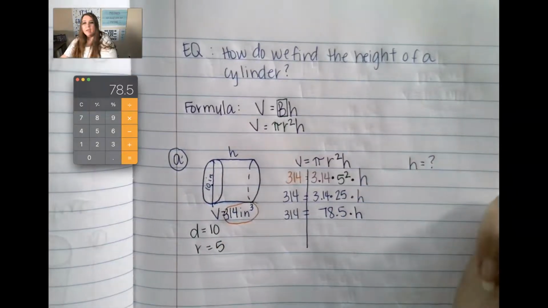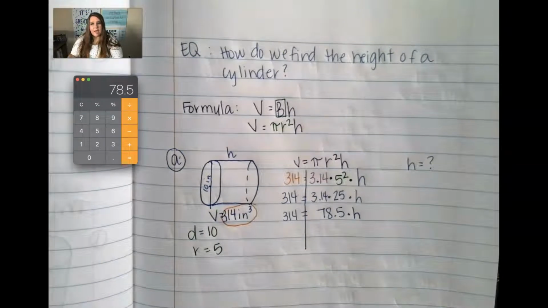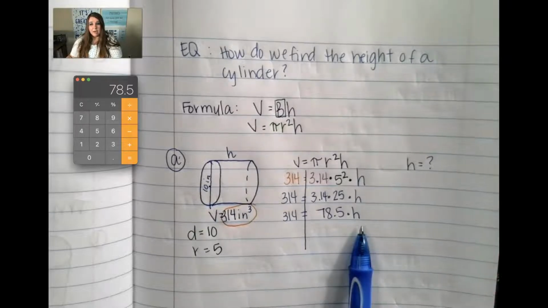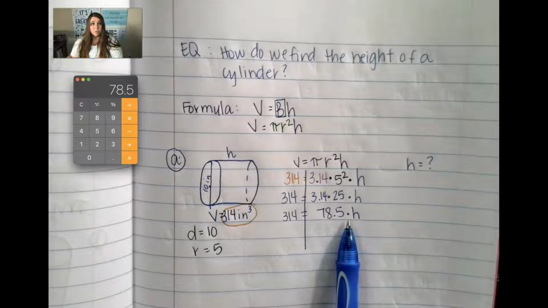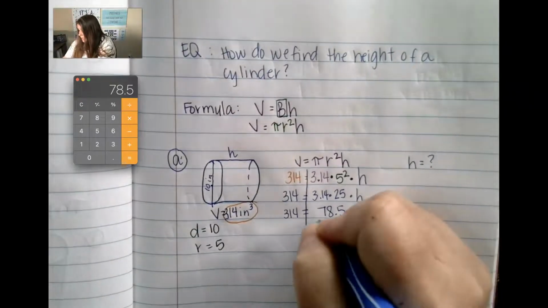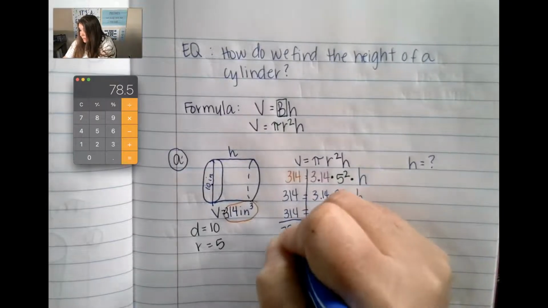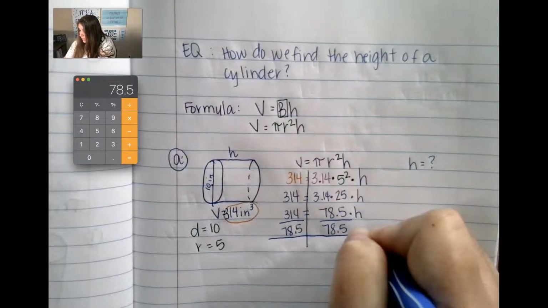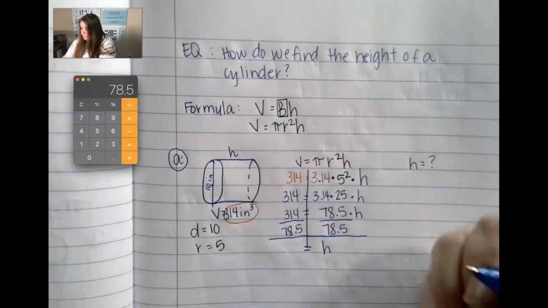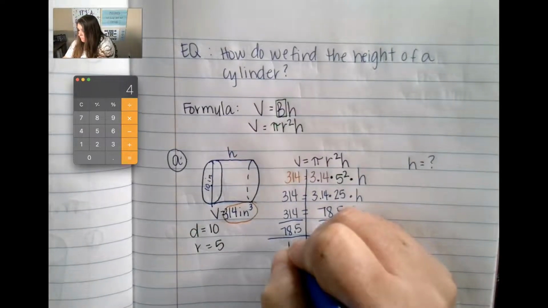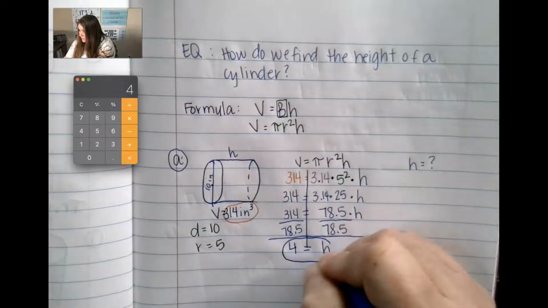So 78.5 times the height. And our job now is to figure out how to get h by itself, right? We want to isolate the variable, and we know that to undo multiplication, we're just going to do division. So we're going to divide by 78.5 on this side, which means we have to divide by 78.5 on that side. This is going to give us a height of 314 divided by 78.5, and that gives us a height of 4. So our height equals 4.